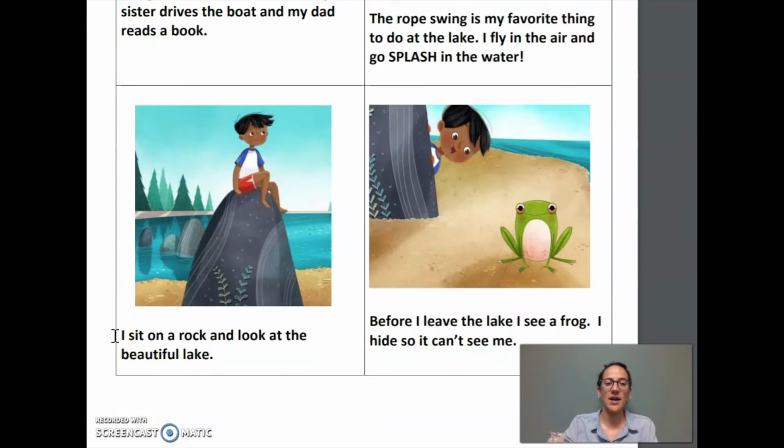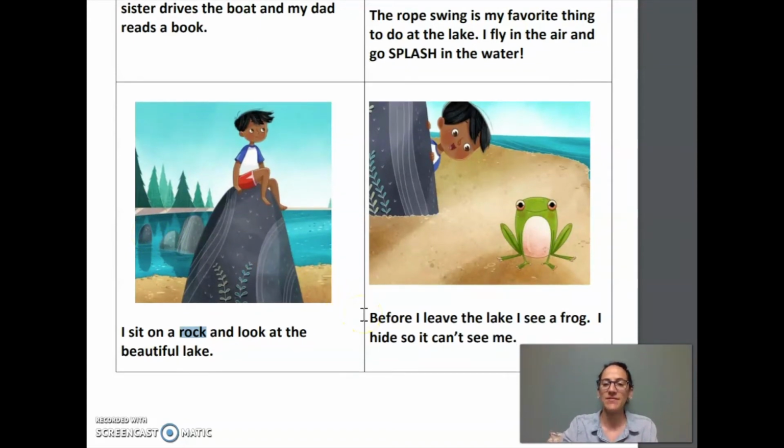I sit on a rock and look at the beautiful lake. Here's the word rock. Can you find rock in the picture? Yes, let's count them. 1, 2, 3, 4. 4 rocks.